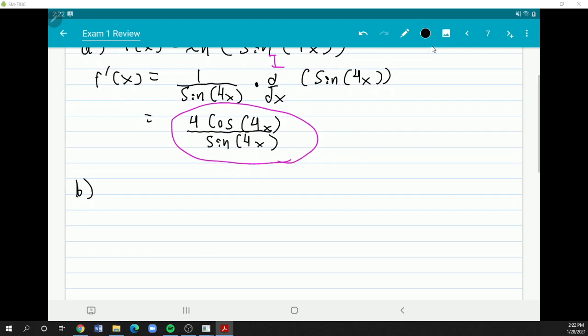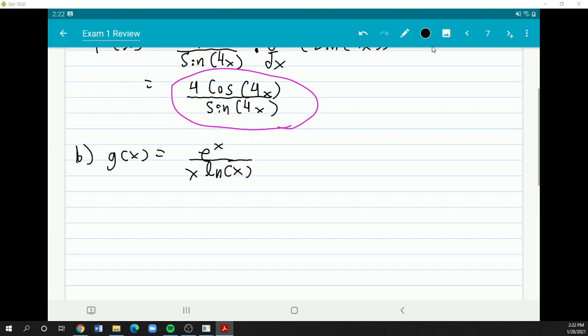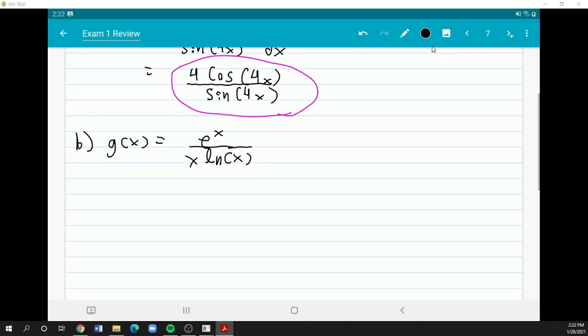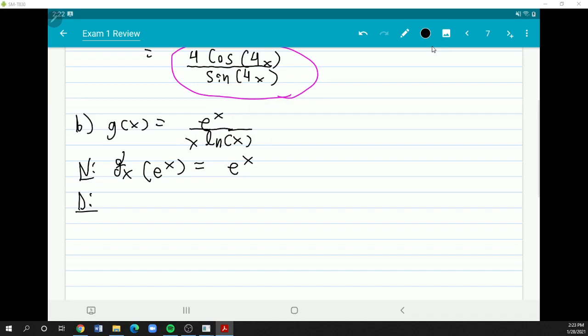Next is b. G of x equals e to the x divided by x log x. So this isn't the most fun looking derivative, but it's not going to be particularly difficult, just annoying. So we're going to have to use quotient rule together with product rule. In the numerator, the derivative of e to the x is just e to the x. So the numerator isn't where we're too annoyed just yet. Denominator is x log x.